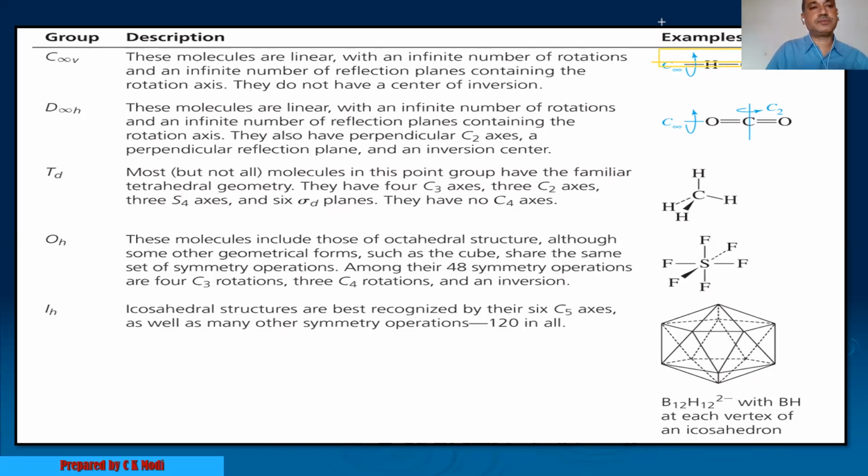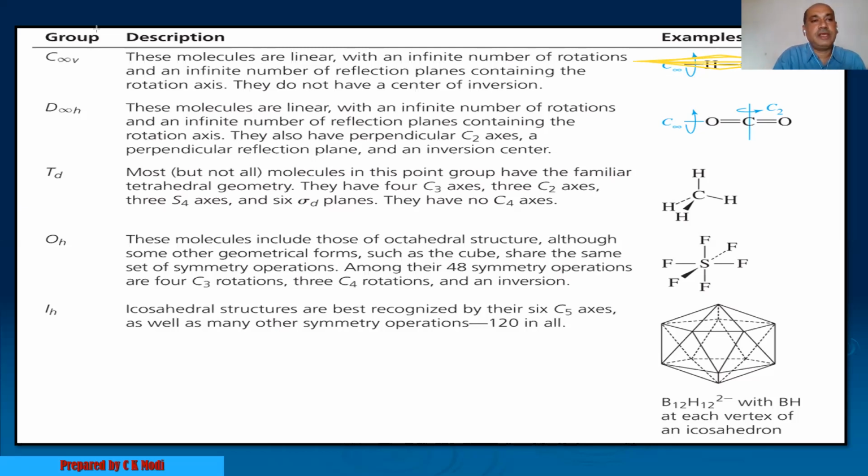Now this plane, which is passing through the molecule and divides it into two parts, is parallel to the rotation axis. Therefore this plane is called sigma v. So these linear molecules have an infinite number of rotations and an infinite number of reflection planes. If I put this plane at any angle, we'll get the equivalent structure. Therefore this is called infinite sigma v.